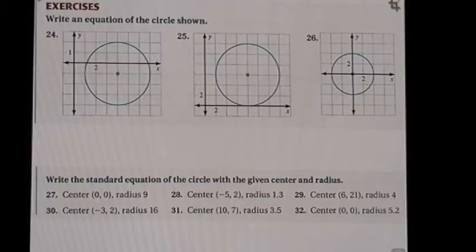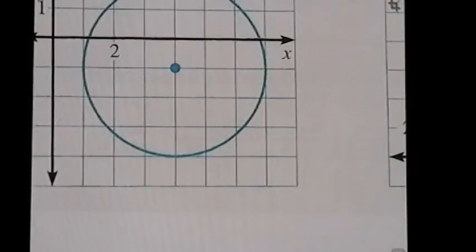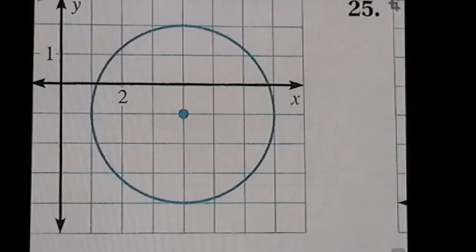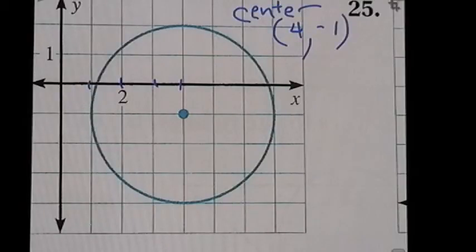Now I suggest that when you do this, the first thing you do is write down the point that is the center. So that would be 1, 2, 3, 4. 4, -1 is the center. And then find the radius. That's 3. The radius equals 3.